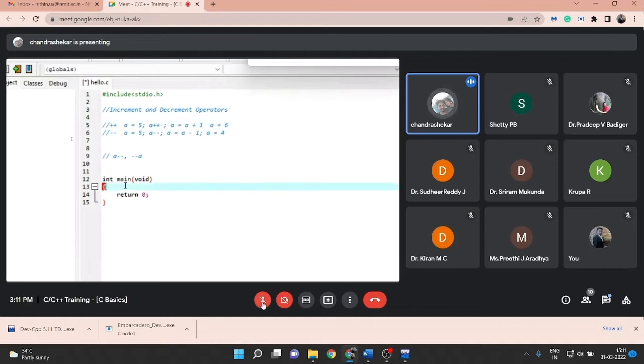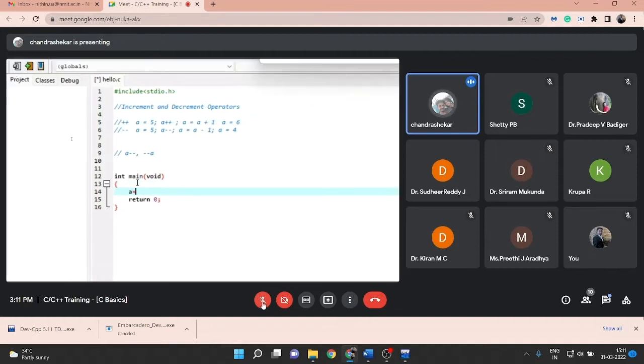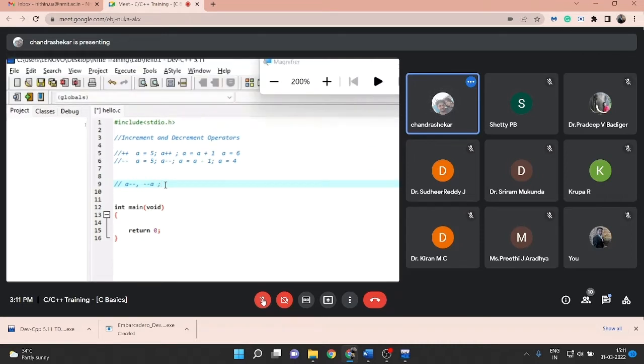See, we write something like this in the code: a plus plus, and minus minus a. For example, the first one is called post-increment, where the increment operator is after the variable, and minus minus a is called pre-decrement. Sorry, the first one is post-decrement, and the second one is pre-decrement.